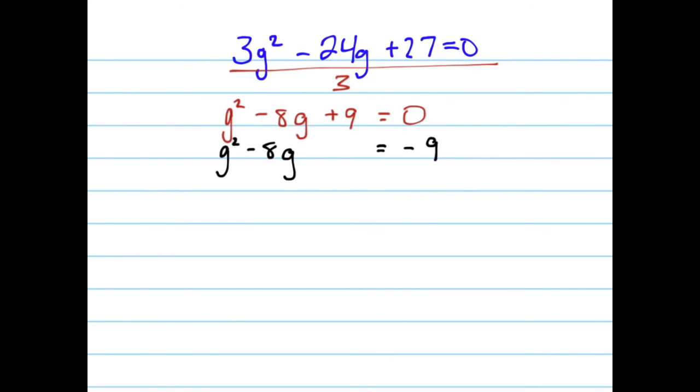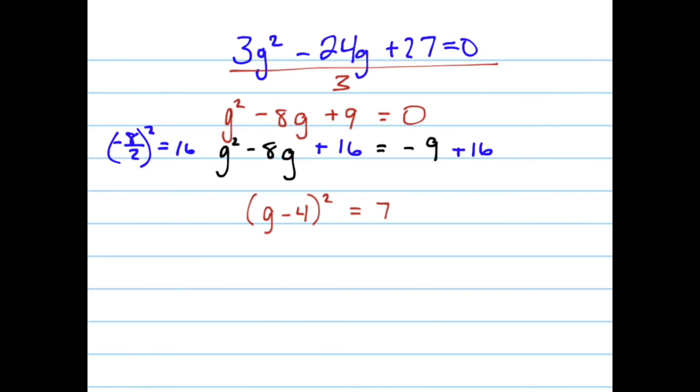What do we put in that blank, Isaiah? Negative 8 over 2 squared, which is negative 16, positive 16. Remember, when you square it, it becomes positive. Okay? So the right-hand side factors into g minus 4 squared. And the right-hand side adds up to 7.